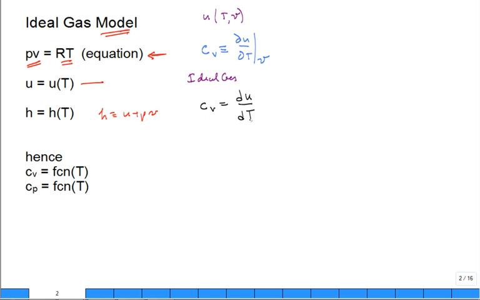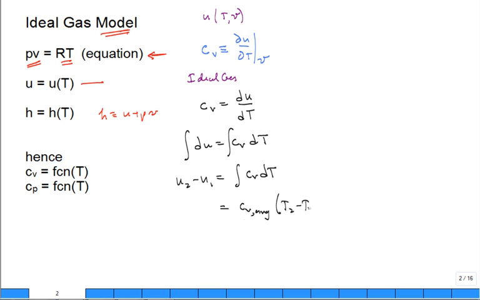Yes, it can. And then one of the things we like to do with this is we like to separate and integrate. And what we find is that the change in internal energy for an ideal gas is just the integral of C sub V dT, and often C sub V average over that temperature interval times the size of the temperature interval, T2 minus T1. So U2 minus U1 is the integral of C sub V dT for an ideal gas.